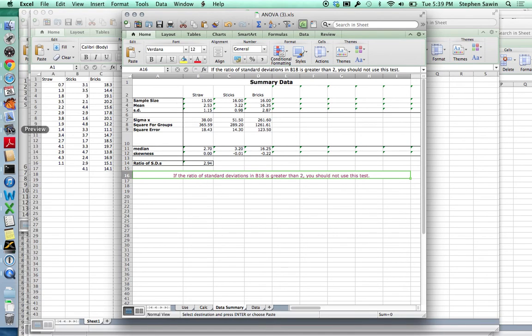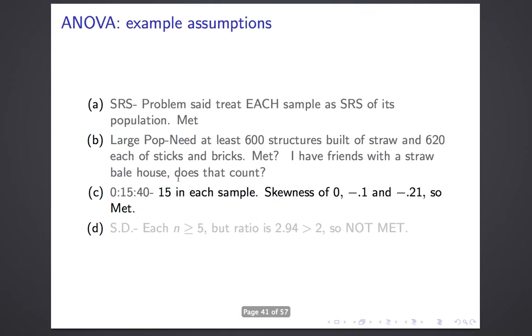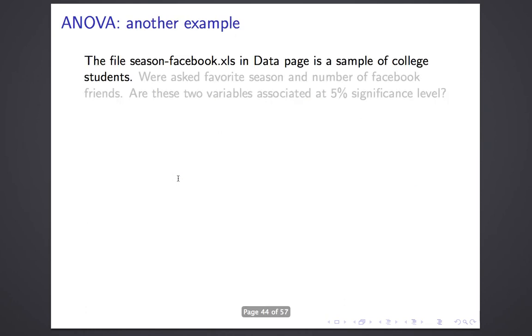So, returning, we see that although n is bigger than 5 in each case, the ratio is bigger than 2, so this assumption D is not met. Let's do a second example.